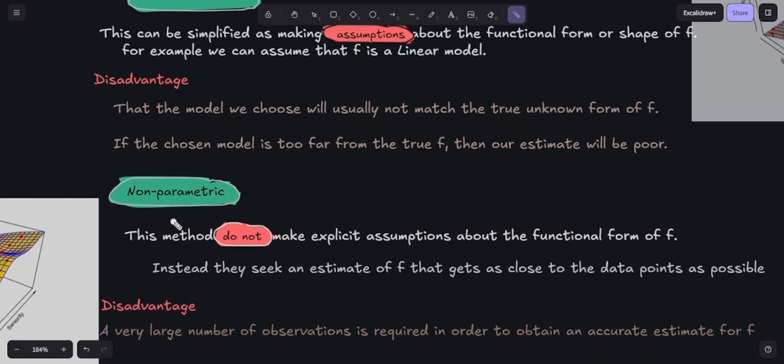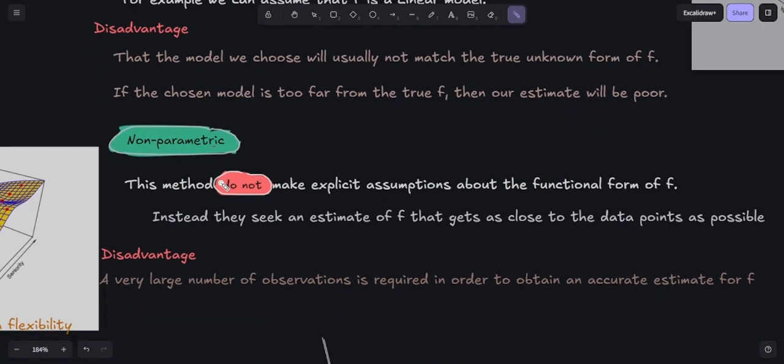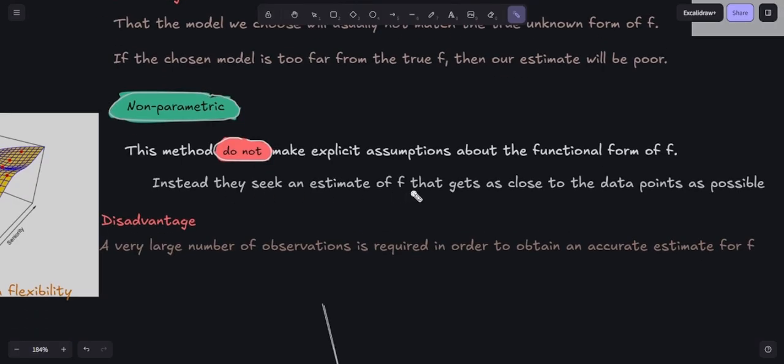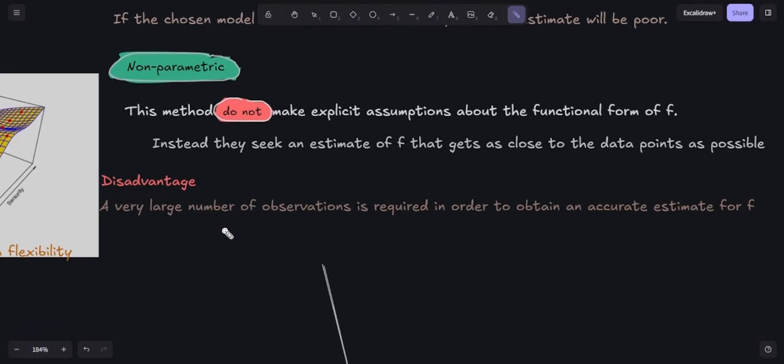On the other hand, the non-parametric method is also the exact opposite. It does not make explicit assumptions about the functional form of F. Instead, they seek an estimate as close as possible to the observations. The disadvantage is it needs a large number of data points in order to obtain an accurate estimate of F.